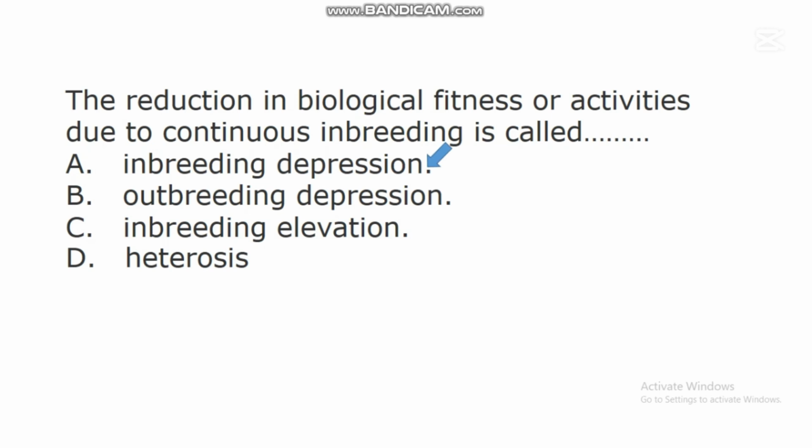Research has shown that this inbreeding depression can even make a population go into extinction, because when these inbreeds continue to stay in their environments, disease can easily disturb them, and because of their poor immune system, they will find it difficult to resist a lot of diseases and other problems. So the reduction in biological fitness or activities due to continuous inbreeding in a population is called inbreeding depression.